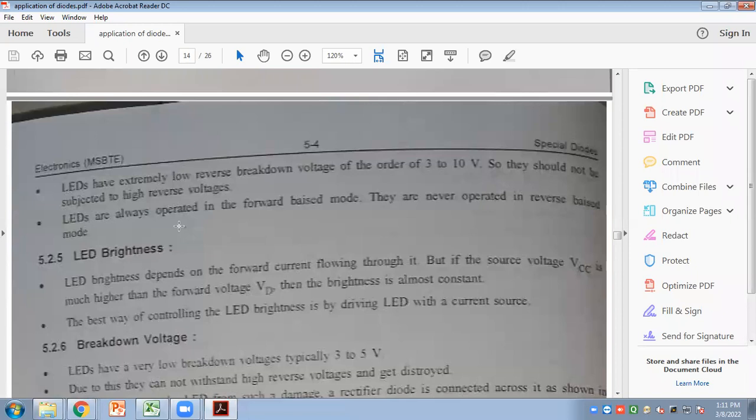How to control the LED brightness? That totally depends on how much current will flow in the diode. So you have to minimize the current. For this purpose, how will brightness be controlled? Brightness will be controlled by connecting a series resistor in series with the diode.